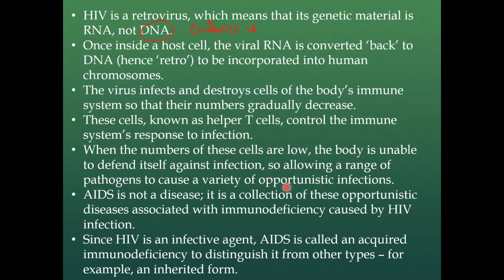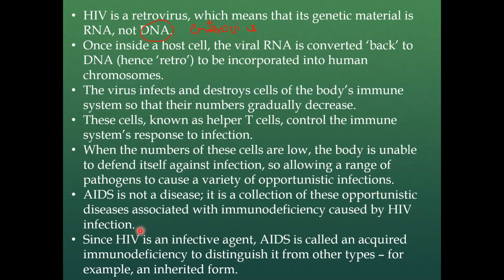So mostly, for example, TB, tuberculosis, is an opportunistic infection, or influenza. So AIDS, as we were just discussing, is not just one disease. It's a collection of these opportunistic diseases, which are associated with immunodeficiency, because the person's immunity is so low that different pathogens can affect the person, and the person will get infected.